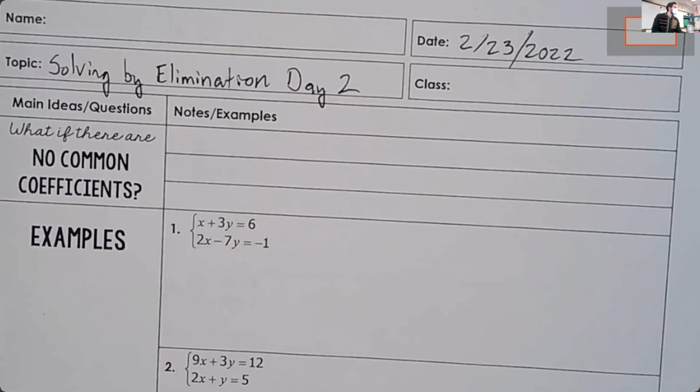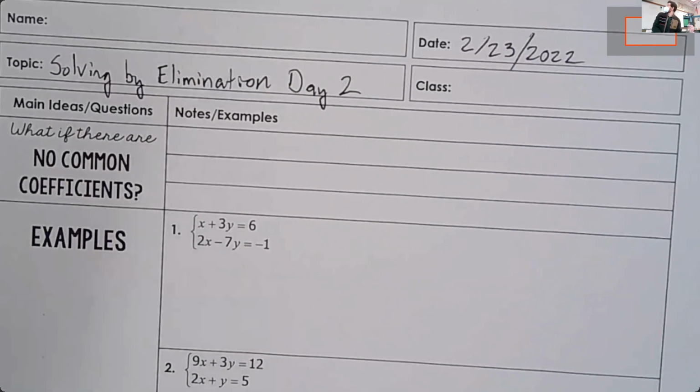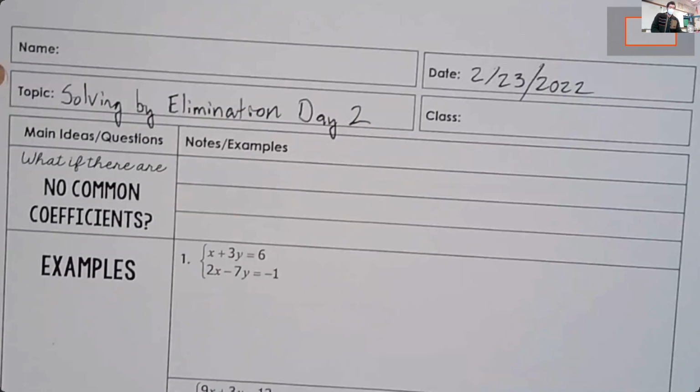Does anybody see why? We can't actually eliminate on any of these problems yet. See if you can figure out why. Exactly. None of the numbers with the variables, none of the coefficients are the same.